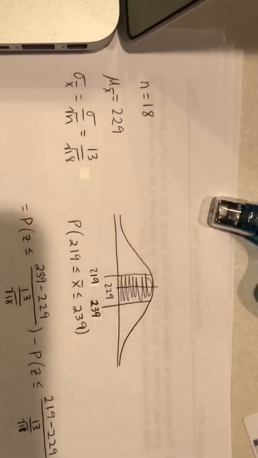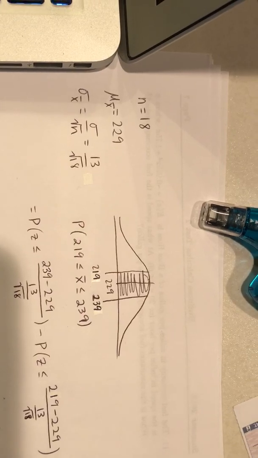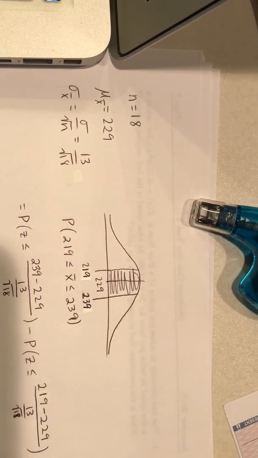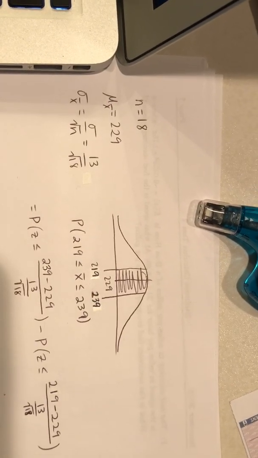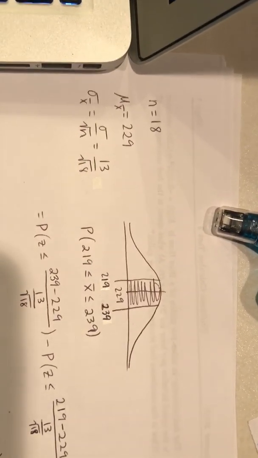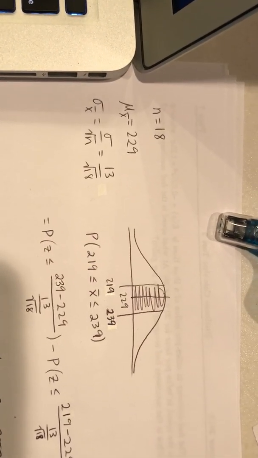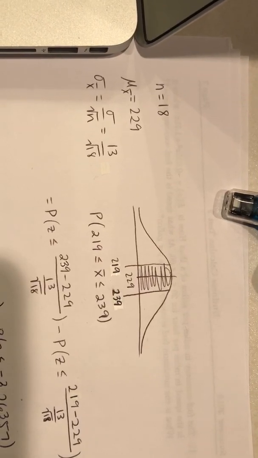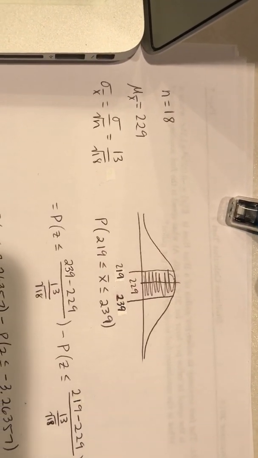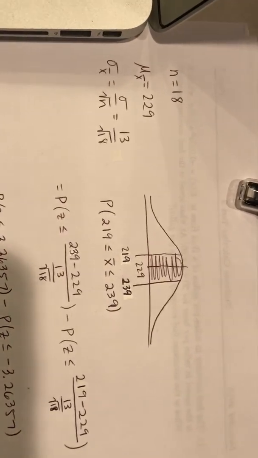So first, we know that n is 18, and we're given from the problem that mu is 229 and mu sub x bar is also 229. So since we have a sample size of 18, we're talking about the mean of x. So we have mu sub x bar and sigma sub x bar. To get sigma sub x bar, we need sigma divided by the square root of n, so I have 13 over the square root of 18.